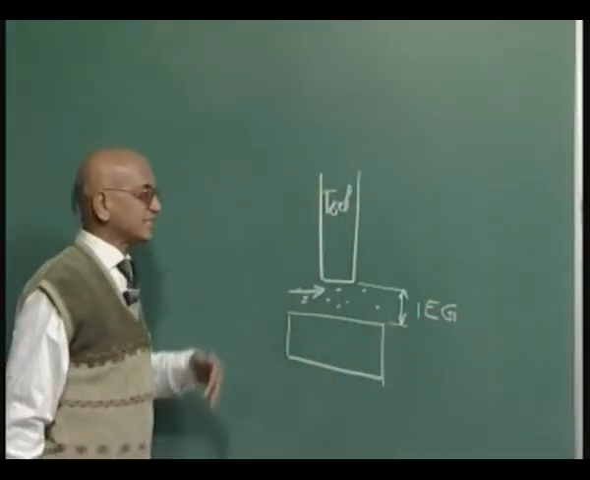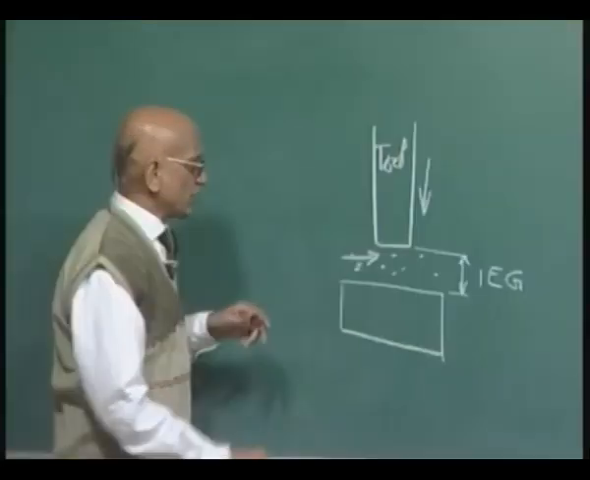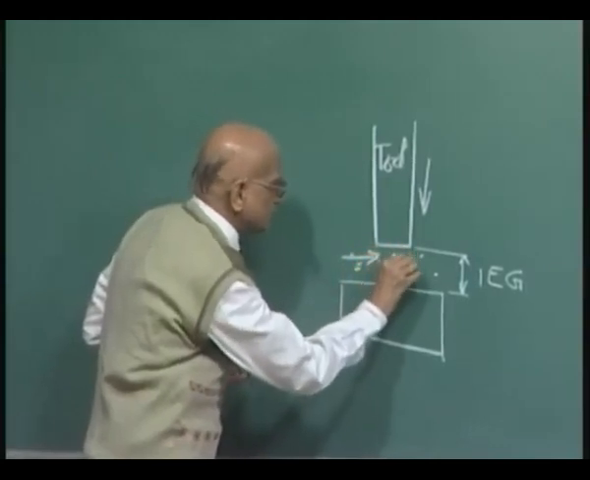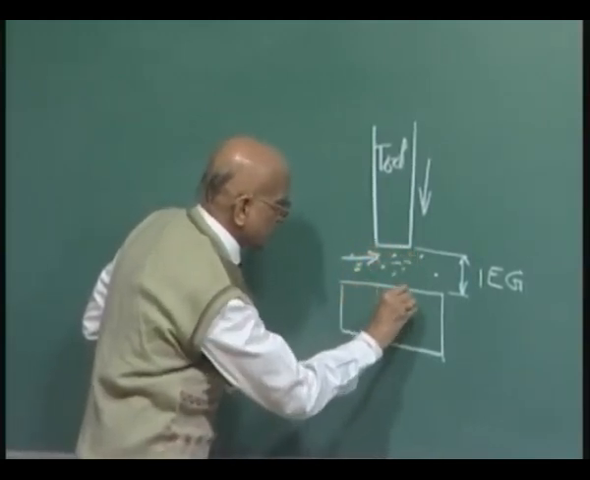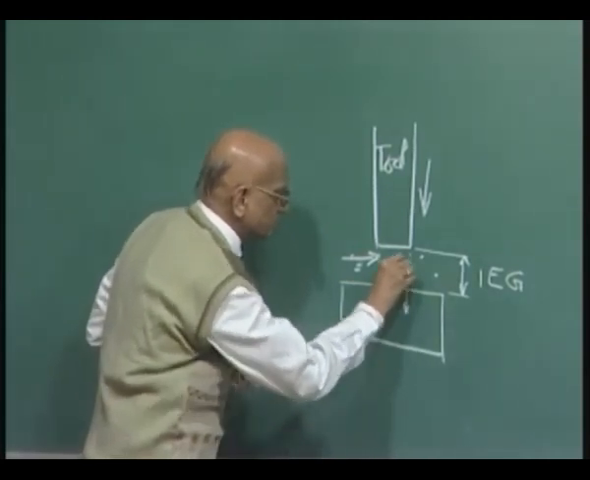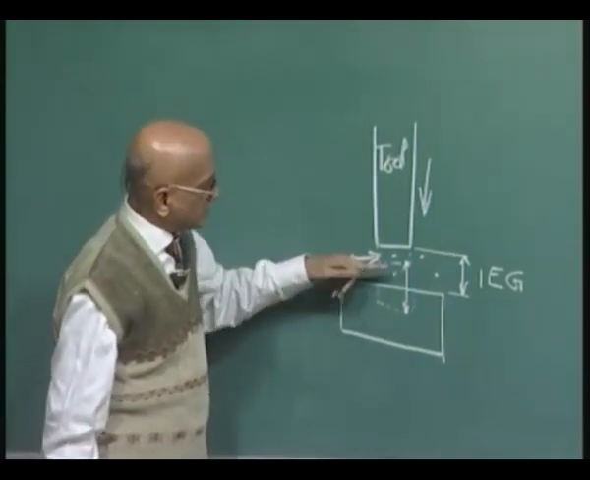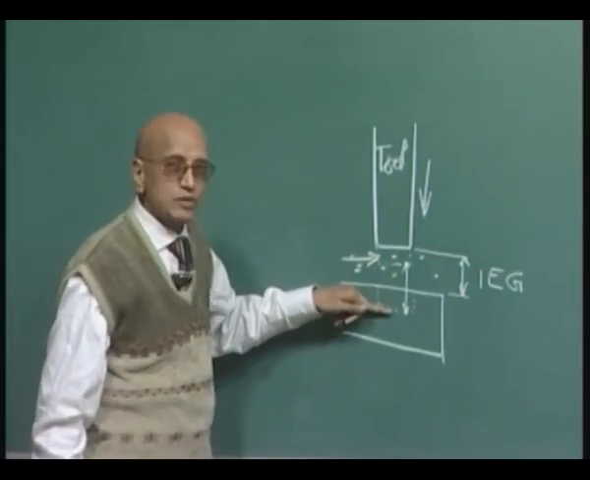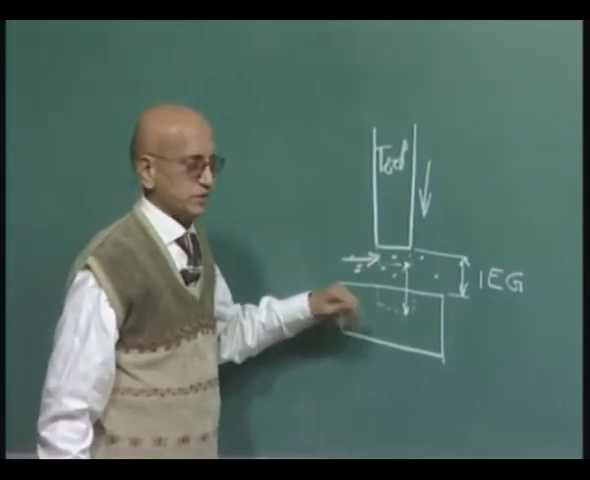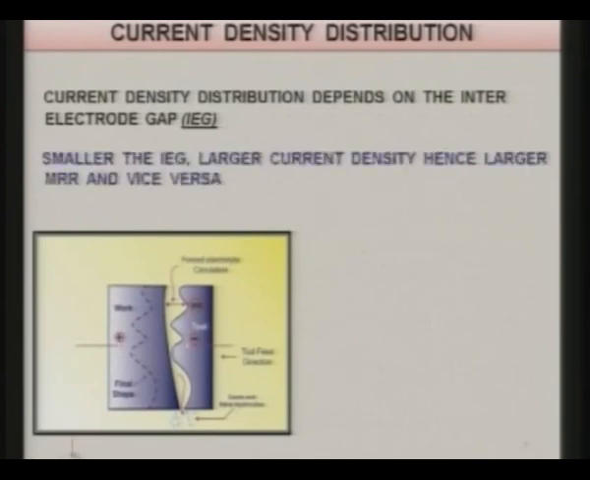But the tool is also being given a feed to move towards the workpiece. Suppose the tool comes over here and the workpiece shape is like this, then at this point this will become the inter electrode gap. So, it is really the gap between the bottom face of the tool and the top face of the workpiece from where material is being removed. Now, the smaller the inter electrode gap, the larger is the current density, hence the larger the material removal rate, and vice versa.